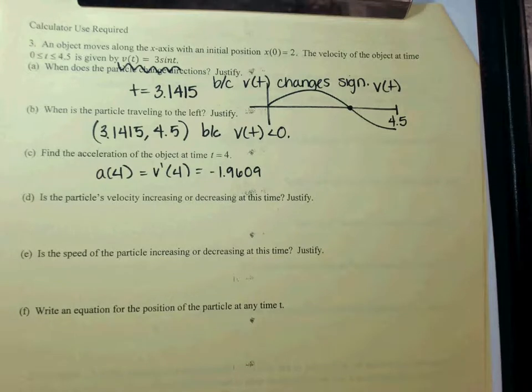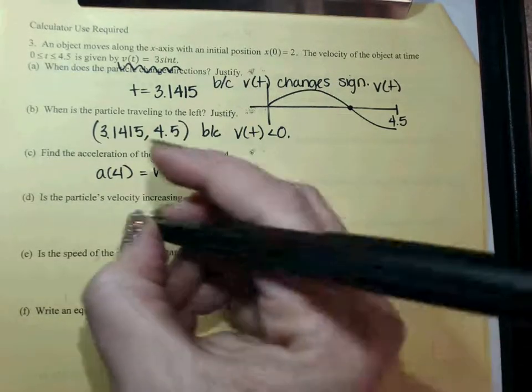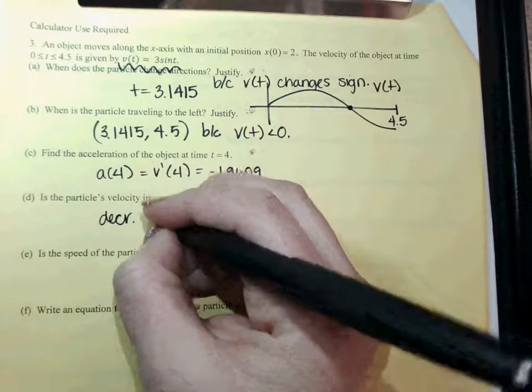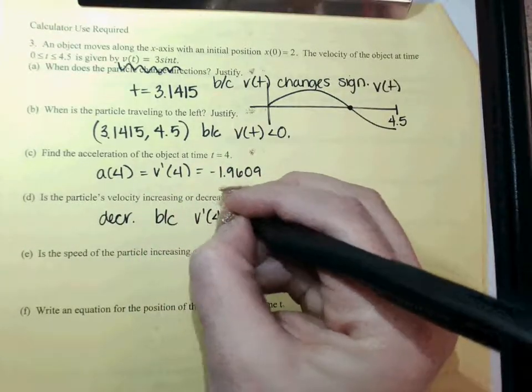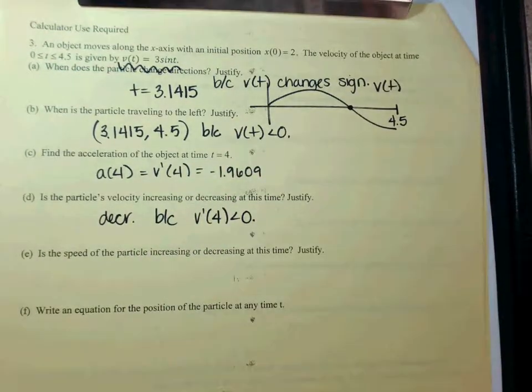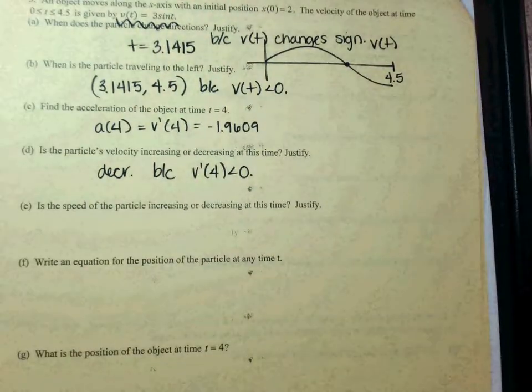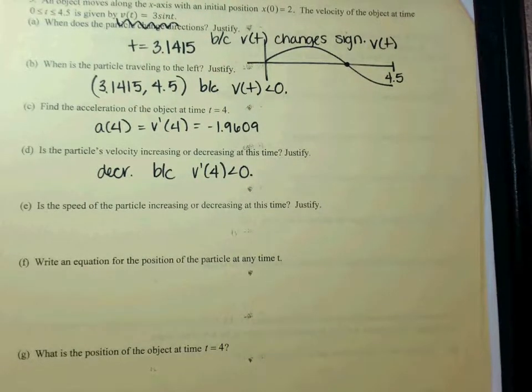Okay, part D. Is the velocity increasing or decreasing? Okay, think about, if acceleration is negative, what is the velocity doing? It's going down, right? Because it has a negative slope. So you would say it's decreasing because v prime of 4 is less than 0. So remember, for velocity to be increasing or decreasing, you would just care about the sign on acceleration.